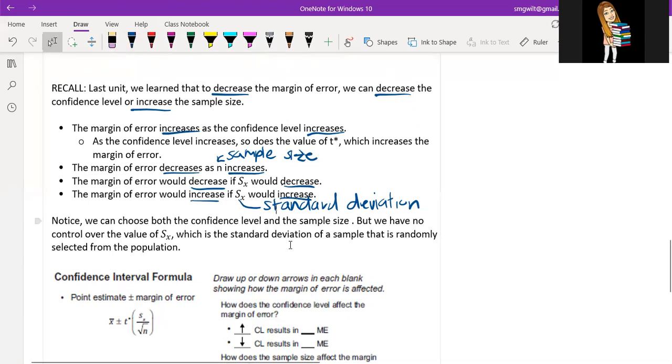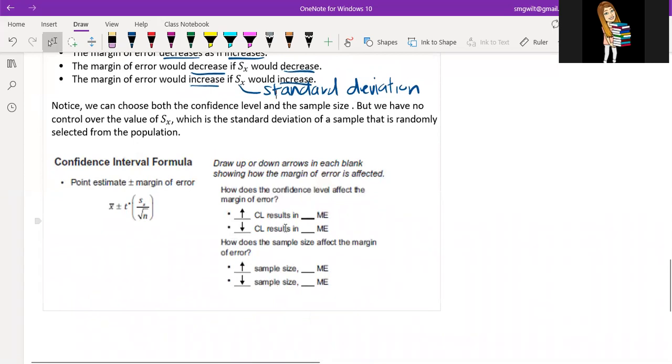So if I'm thinking about this, how does the confidence level affect the margin of error? The increase in the confidence level increases the margin of error. Decrease in the confidence level decreases the margin of error. So those work in the same direction. In opposite directions is the sample size. As I increase the sample size, that's going to decrease the margin of error. And as I decrease the sample size, that's going to increase my margin of error. Okay, so bigger sample has a smaller margin of error.